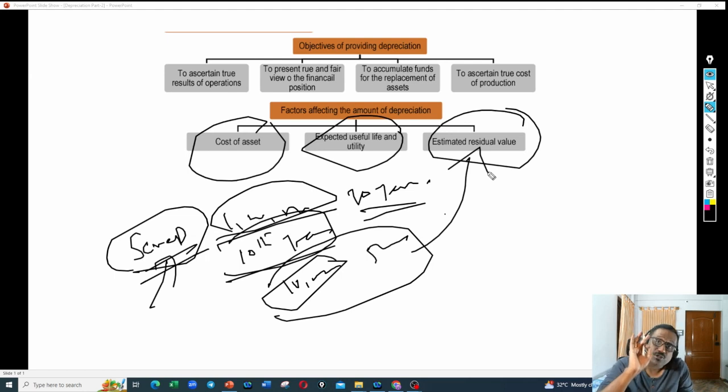So that value is also important while calculating the depreciation. Scrap value, residual value is also important while calculating depreciation. We will get to know all these things while doing some of the illustrations. Are you clear? So what are the factors going to impact our depreciation? Cost of asset is very important. Estimated useful life of the asset or expected useful life of the asset is very important. And the estimated residual value is also important for calculating depreciation.